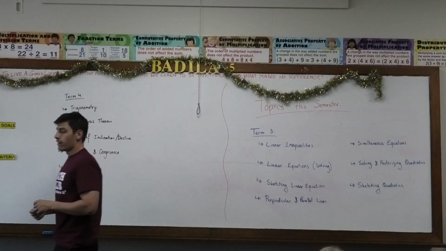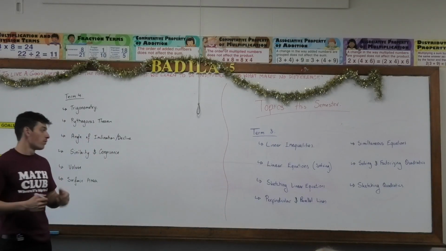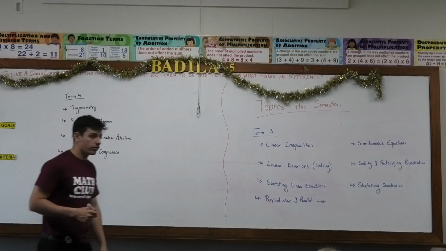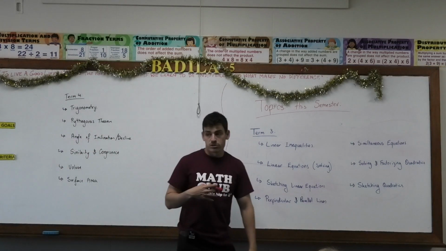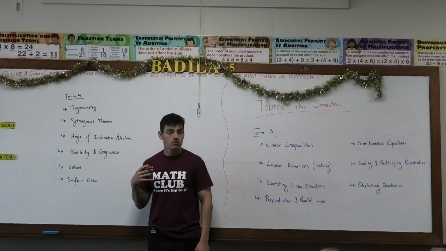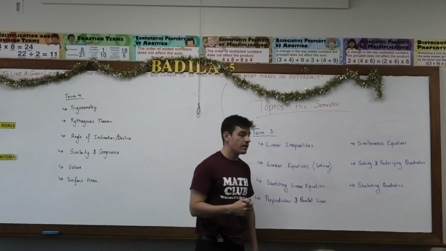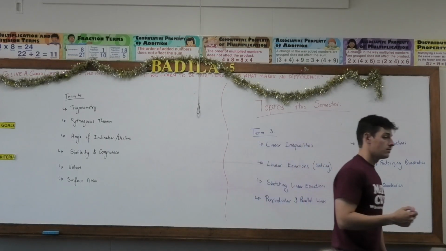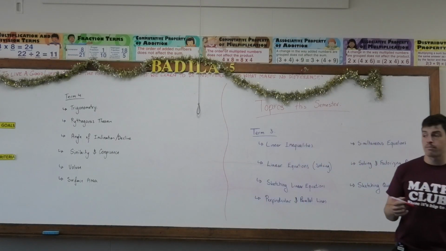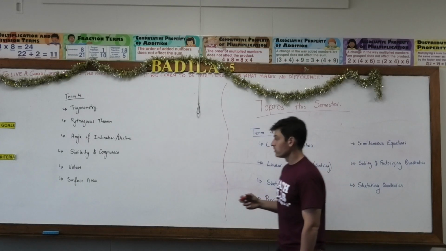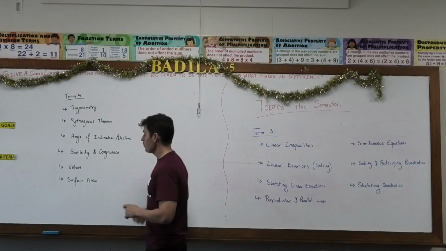Before that, we looked at similarity and congruence, and we had the proofs for similarity and the proofs for congruence. Congruence means that two shapes are the same size and the same shape. Similarity means that they are the same shape but different sides. You remember that we have different proofs for each one.